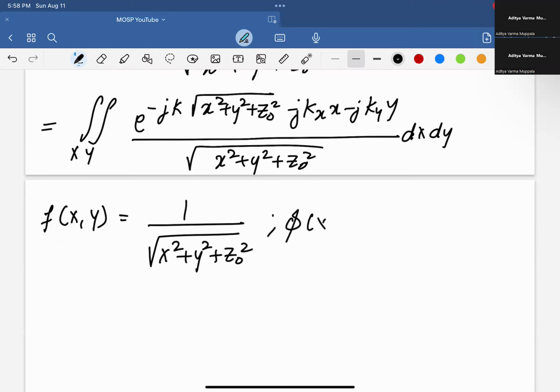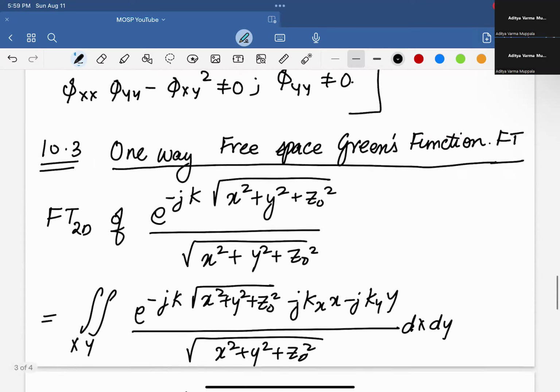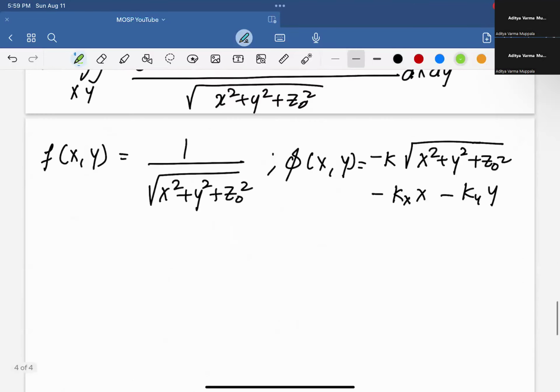And phi of x comma y is minus k square root of x squared plus y squared plus z naught squared, minus kx x minus ky y. Right, so now that we have this, all we need to do is find these values. So we need to find x naught, y naught. To find x naught, y naught, we need to evaluate these second derivatives at x naught, y naught, and then plug all those values back in here. So let's do that.